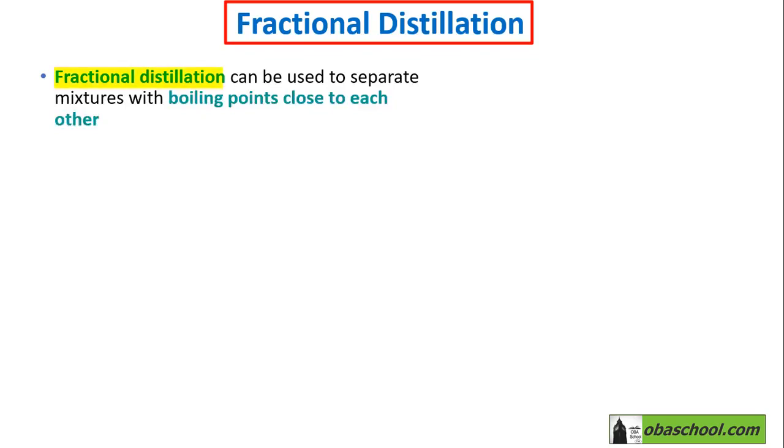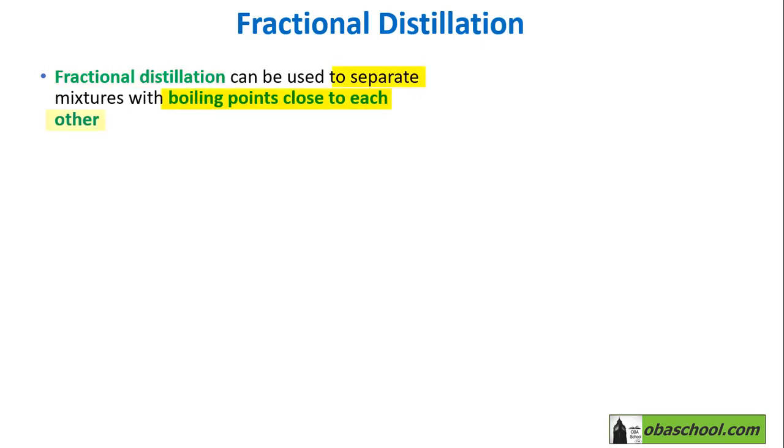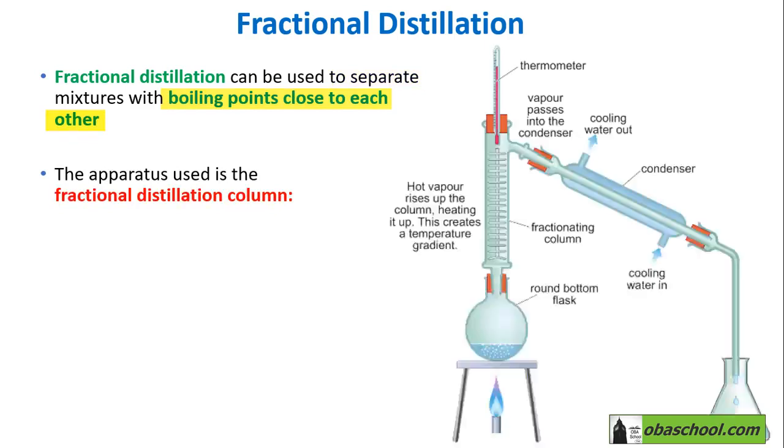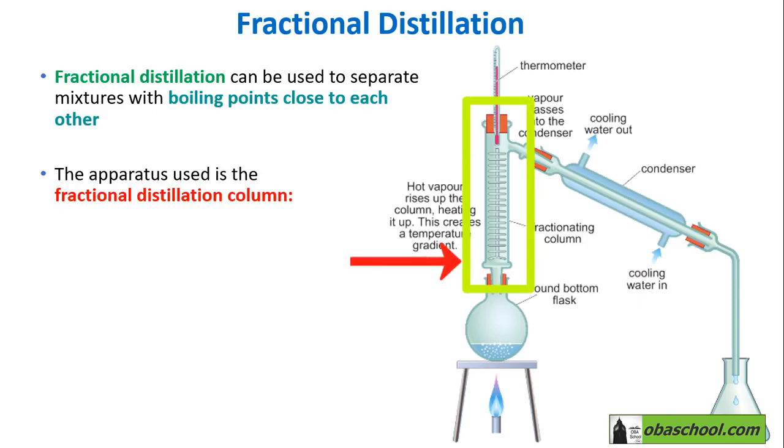Fractional distillation is an improved method of distillation that can be used to separate mixtures with boiling points closer to each other. The extra piece of equipment used in fractional distillation compared to simple distillation is known as the fractional distillation column, and you can see that in this diagram again here. This is the additional piece that is added on top of the simple distillation apparatus, which is this extra piece that makes the whole setup become fractional distillation.